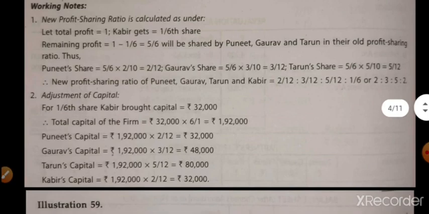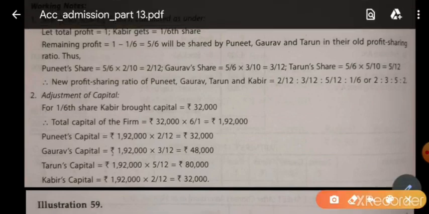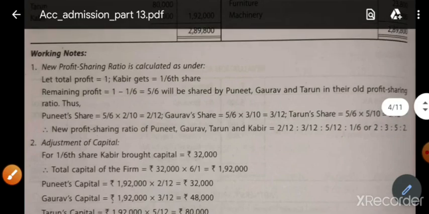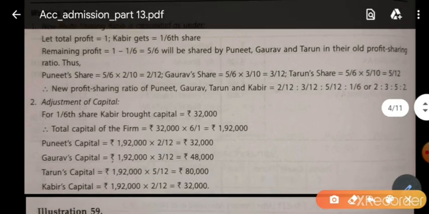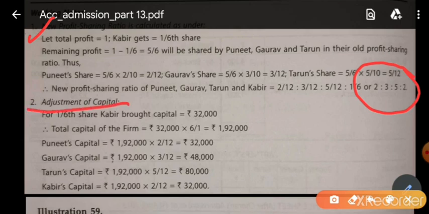This is the calculation. First of all, the new ratio has been calculated. So this is the calculation of the new profit sharing ratio. You can see the new profit sharing ratio has been calculated. I'm sure everybody knows how to calculate the new ratio by now. This was the very first topic. And now the adjustment of capital. This is the new thing only in this illustration. This is the only new thing.